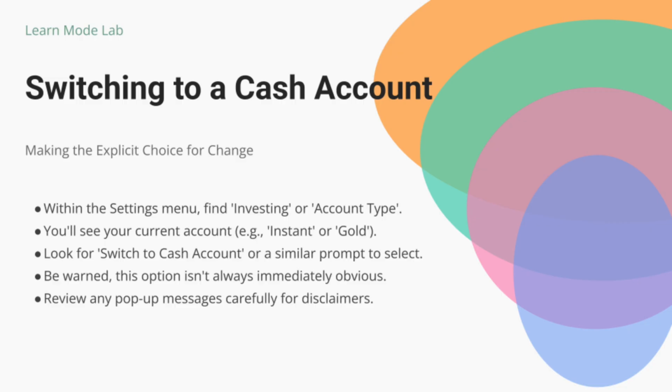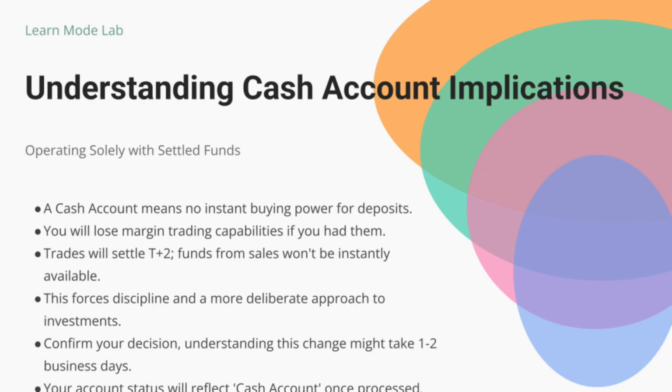Understand the implications. A cash account means you operate solely with settled funds. No instant buying power for recent deposits, no margin trading, no interest on borrowed funds. Trades will settle T+2, meaning funds from a sale won't be immediately available for another purchase. This forces discipline, a slower, more deliberate approach to your investments.